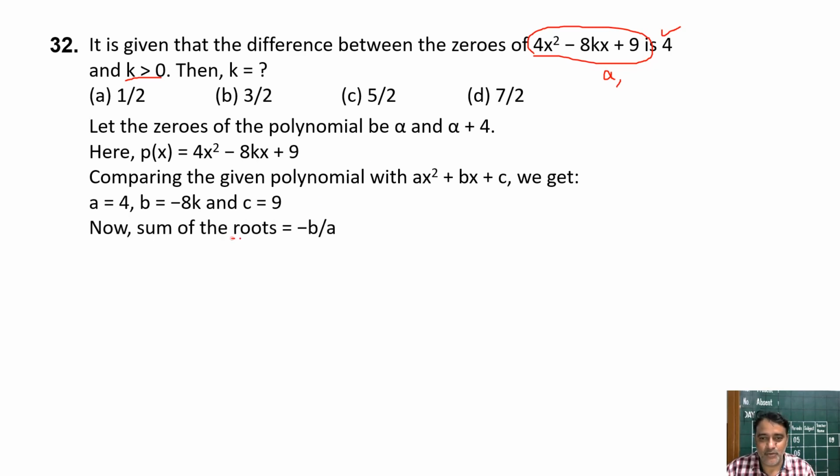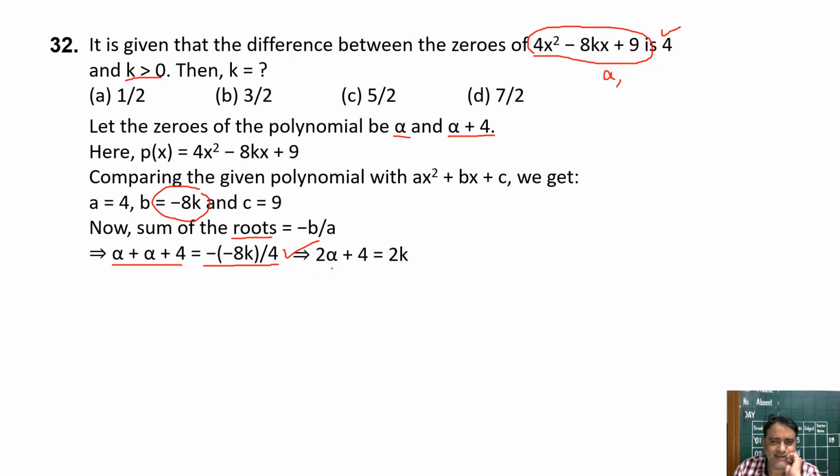Don't confuse it with the word roots, because you have already studied quadratic polynomial and quadratic equation. So alpha plus alpha plus 4 is equal to minus b by a. Minus b is minus of minus 8k, and a is 4. So this step is clear? Okay. So now we are getting 2 alpha plus 4 here, and here we are going to get 2k. So 2 alpha plus 4 is equal to 2k.